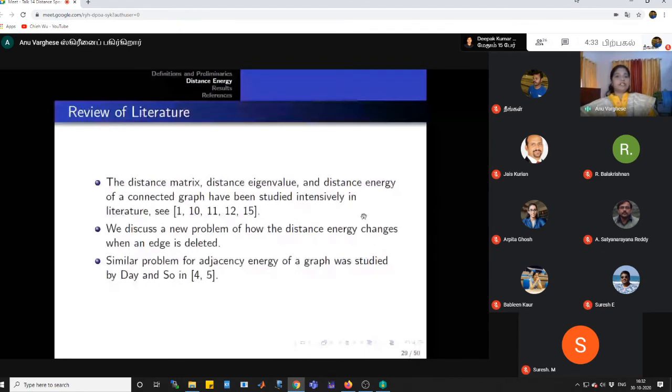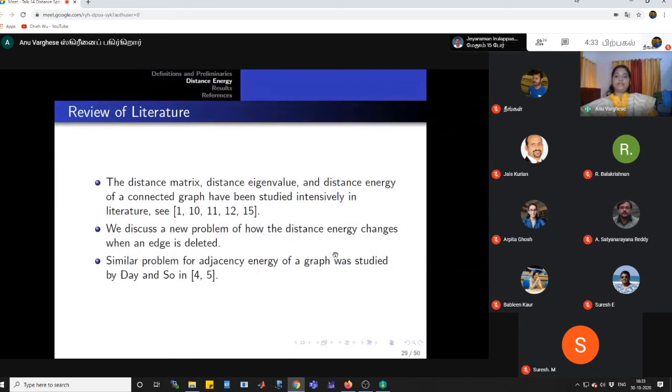Many researchers have considered the distance matrix, distance eigenvalues, and distance energy. Recently, after around 2000, we mainly discuss the change of distance energy when an edge is deleted. How does the distance energy change when an edge is deleted? We have seen that when an edge is deleted, the entries increase because the distances increase.